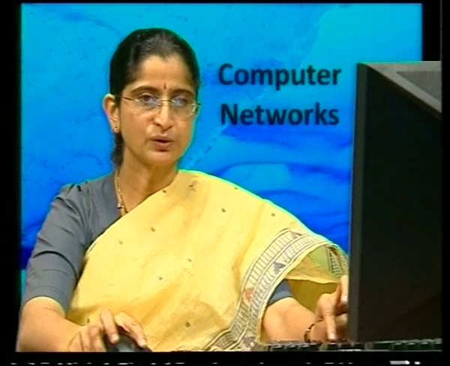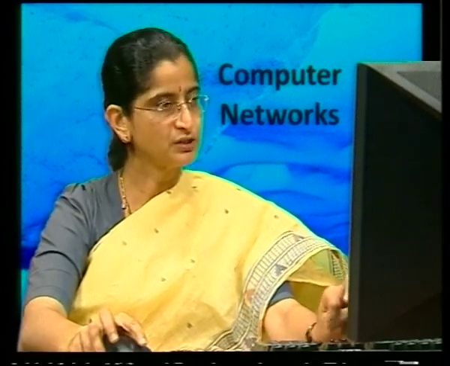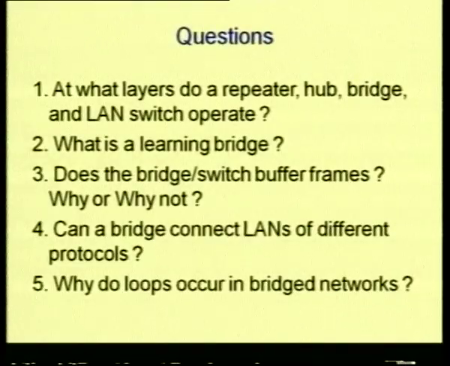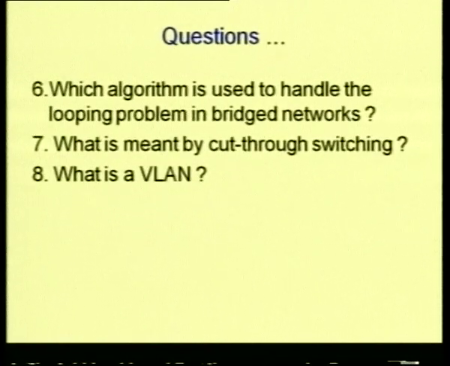Coming to some questions that you can use to brush up the topic that we have learned today. Question number 1, at what layers do a repeater, hub, bridge and LAN switch operate? Question number 2, what is a learning bridge? Question number 3, does the bridge or switch buffer frames? Why or why not? Question number 4, can a bridge connect LANs of different protocols? Question number 5, why do loops occur in bridge networks? Question number 6, which algorithm is used to handle the looping problem in bridge networks? Question number 7, what is meant by cut through switching? Question number 8, you can just think about this, what is meant by a virtual LAN?